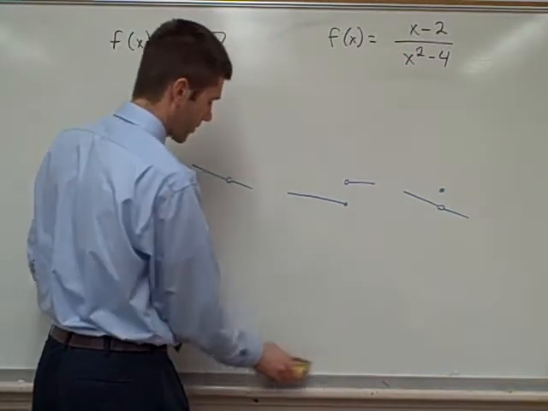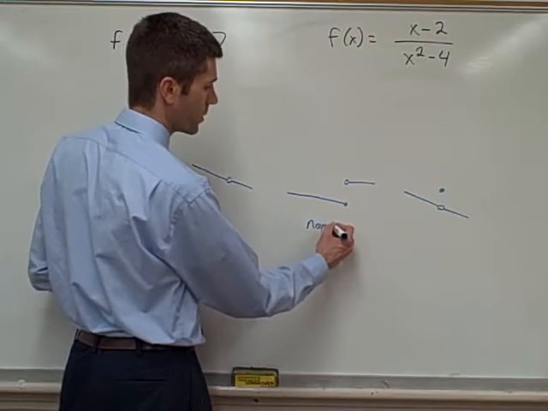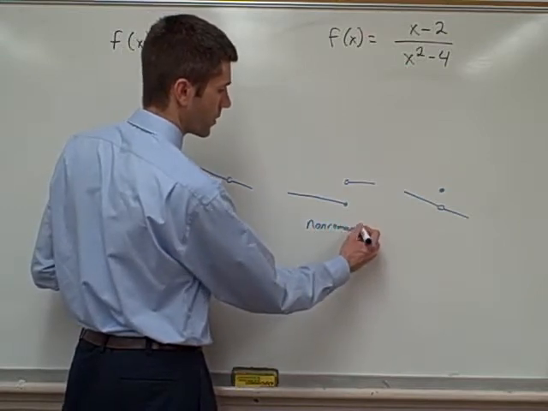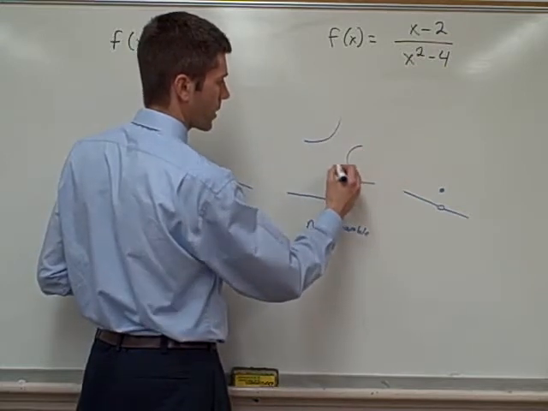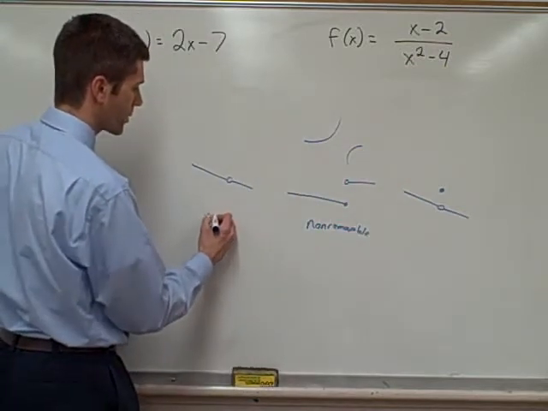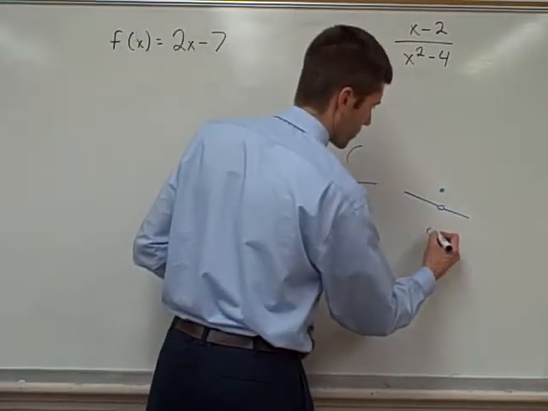I broke them up a little bit. However, this guy right here would be non-removable. Just erase the asymptote, we'll put it again. That would be non-removable. And this would be removable. And this would also be removable.